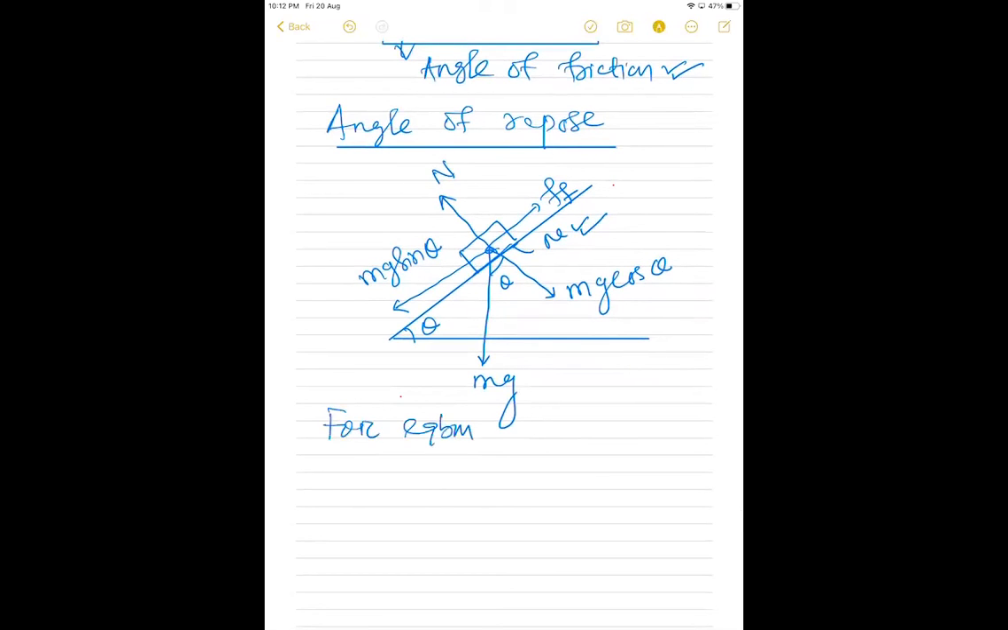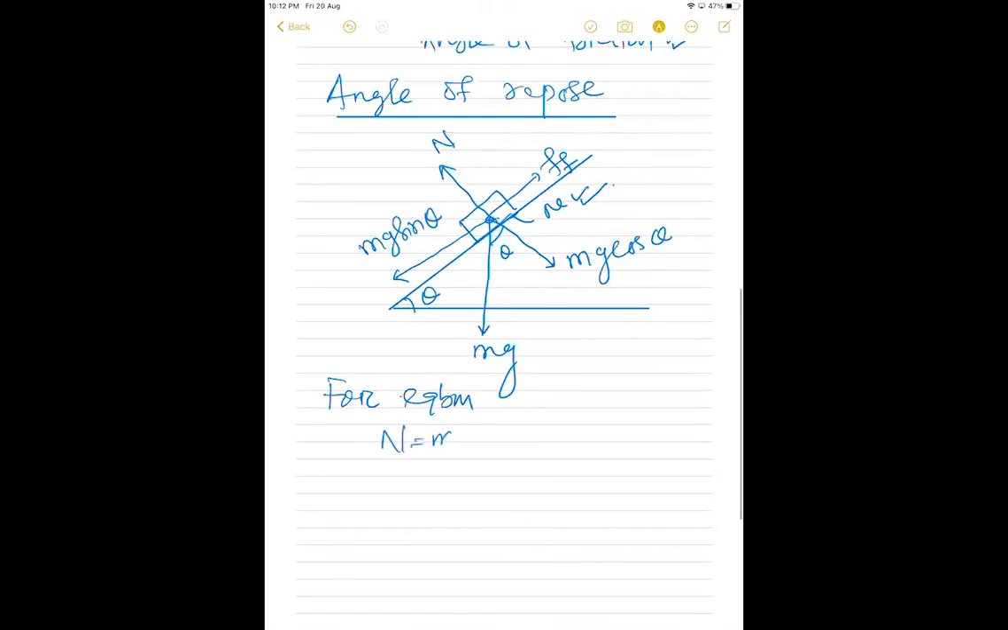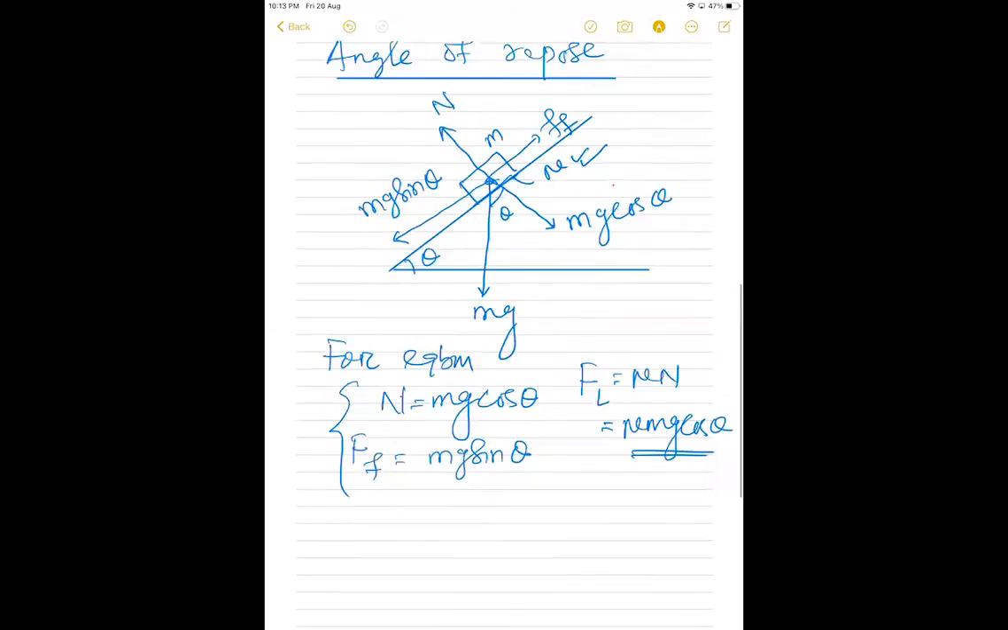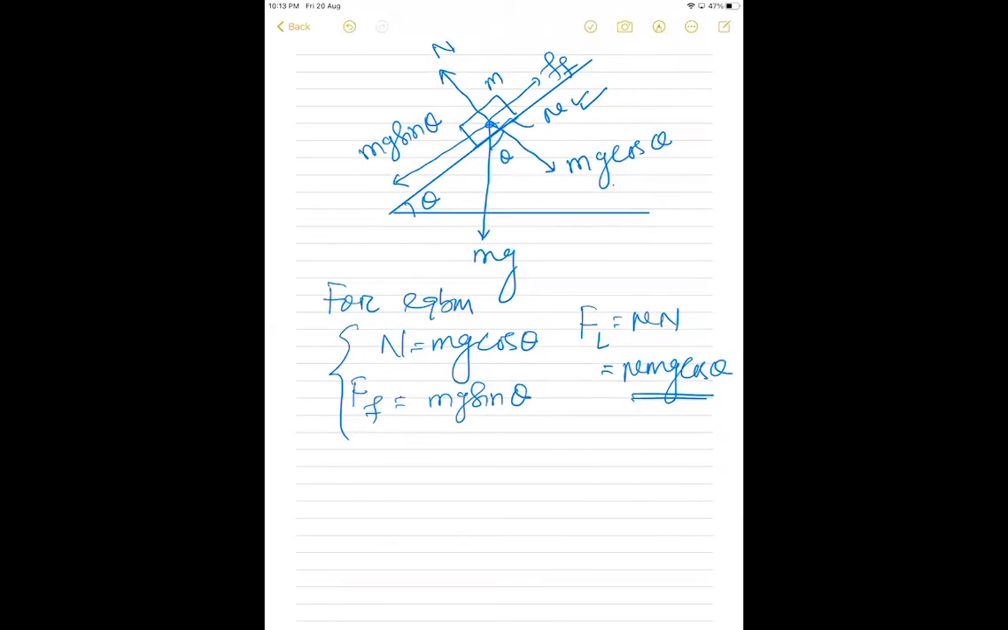And for equilibrium, you can say N is equal to mg cos theta. Students, if m is at rest, in equilibrium, then f is equal to how much? mg sin theta, force of friction, yes or no? Force of friction is going to be mg sin theta. Getting or not? And what is the value of limiting friction? Limiting friction is equal to mu N, the maximum value of friction, that is equal to mu mg cos theta. Getting or not?